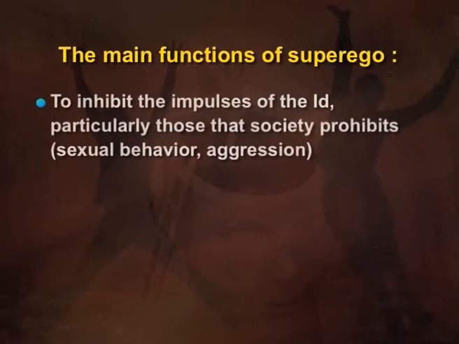The conscience prevents us from behaving in a morally improper way by making us feel guilty if we do wrong. And the ego ideal represents the perfect person that we wish we were and motivates us to do what is morally right. The main functions of superego are to inhibit the impulses of the id, particularly those that the society prohibits, for example, sexual behavior and aggression.